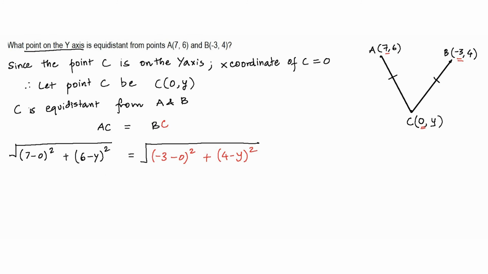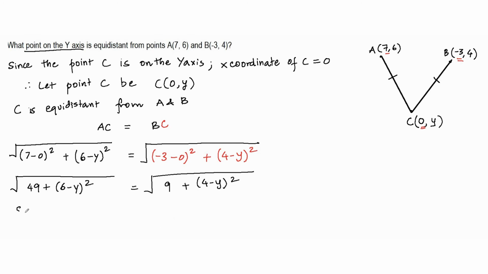Then we found the length of AC and the length of BC using the distance formula. So now I can write this as under root of 7 minus 0 is 7, square is 49, plus 6 minus y the whole square, is equal to under root of -3 minus 0 is -3, the whole square is 9, plus 4 minus y the whole square. Now squaring both sides, what we now get is 49 plus 6 minus y the whole square is equal to 9 plus 4 minus y the whole square.